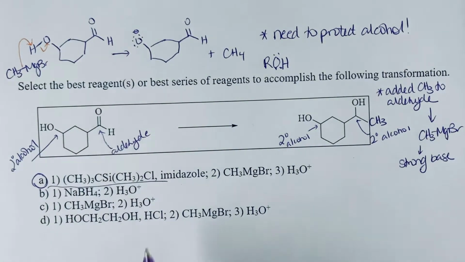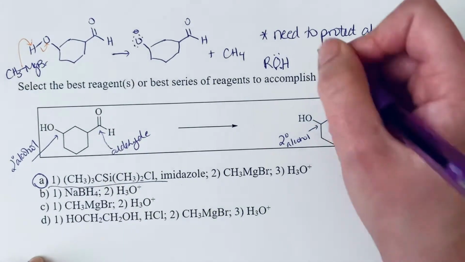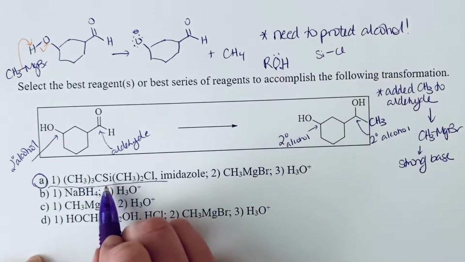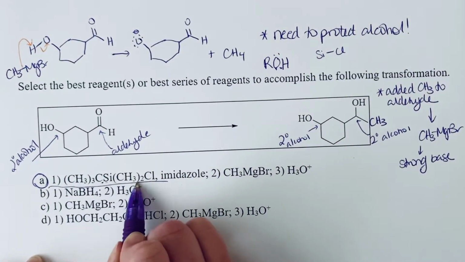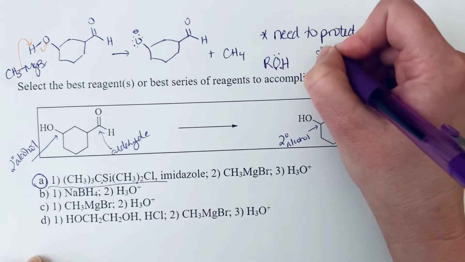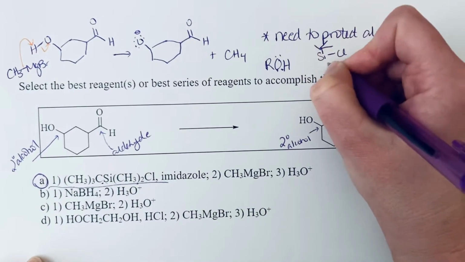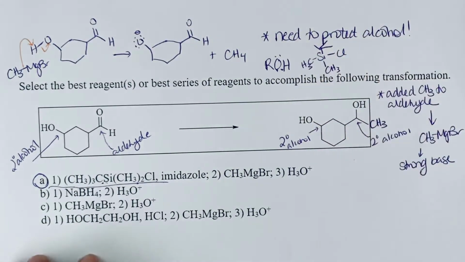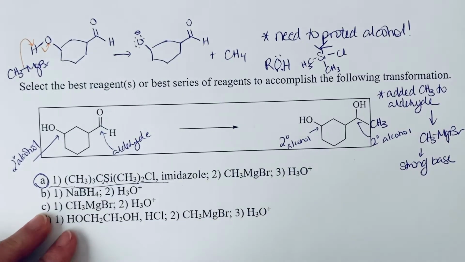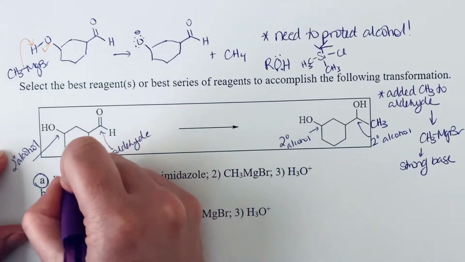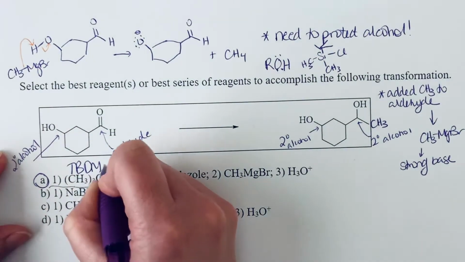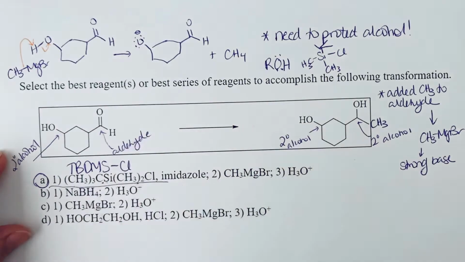So this silicon group, it looks really awkward the way it's drawn there. So let's go ahead and show this structure. So you've got the silicon, it's got a tert-butyl group and 2 methyls. So let's go ahead and draw that tert-butyl group and then 2 methyls. And so that's tert-butyldimethylsilyl chloride, or TB for tert-butyl, DM for dimethyl, S for silyl chloride.